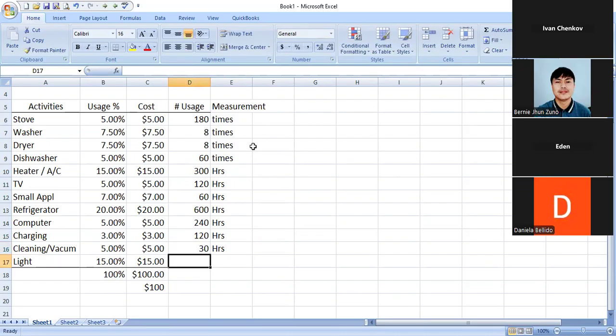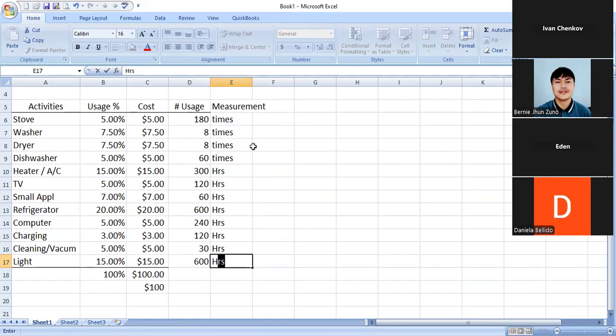And the last one, lights. That will be the tricky one. During the winter time we need more lights; during the summertime, less. But let's focus on the winter time. So we need like 12 hours or 10 hours per day. 60 days, that will be 600 hours. Let's keep it that way.